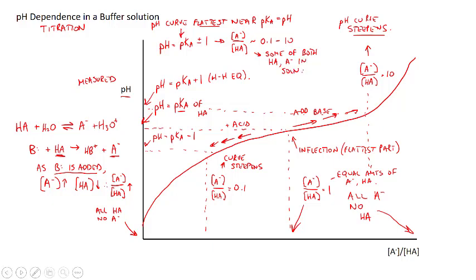And as long as you have some of both, your solution will be able to resist both acid and base. If you get outside that range, then you're going to lose your ability to resist changes in pH. This is why the buffer range is pH equal to pKa plus or minus 1. If your pH value is more than 1 pH unit above your pKa, you will not be able to resist changes in pH caused by added acid or base.